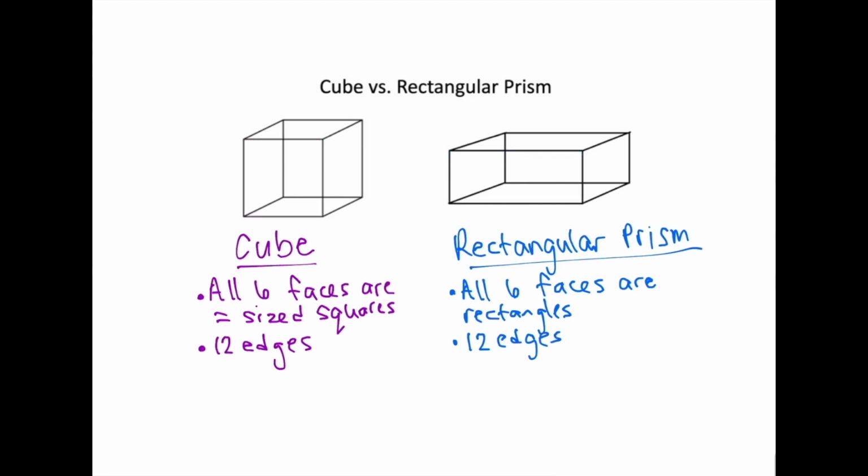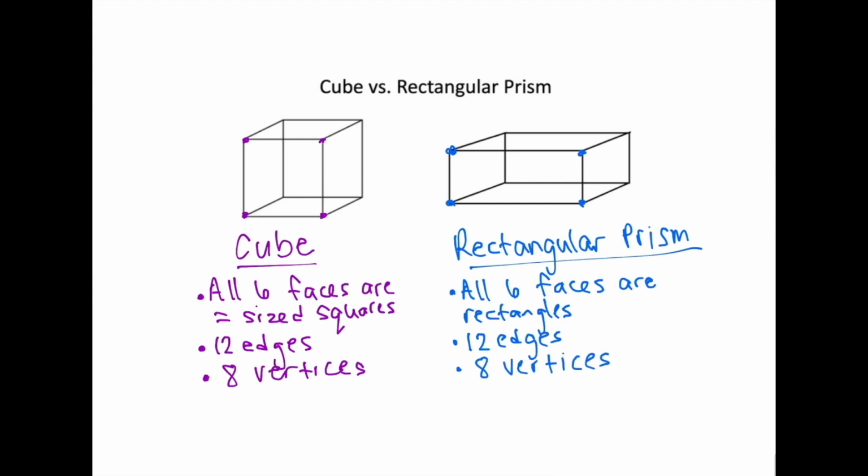The final attribute we're going to talk about is a vertex. A vertex is where the edges meet. On the front, there are 4 vertices on this cube. Pause the video and count how many vertices you see. If you saw 8 vertices, you're correct. Now pause the video and count how many you see on the rectangular prism. The rectangular prism also has 8.